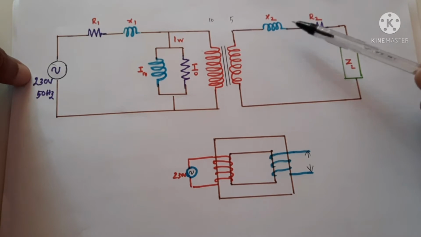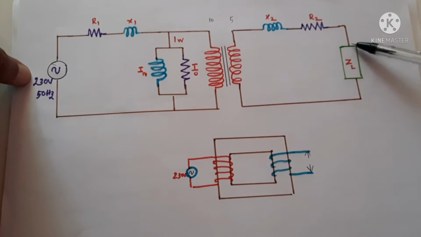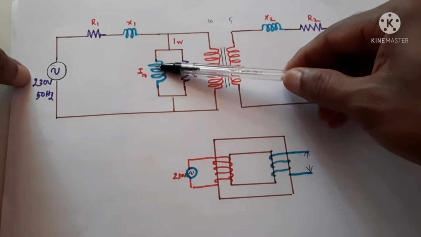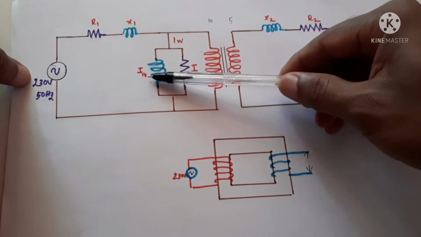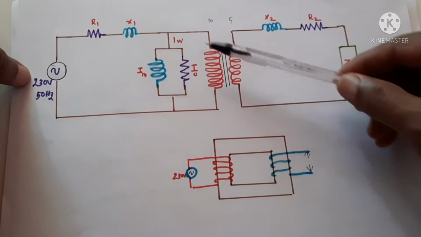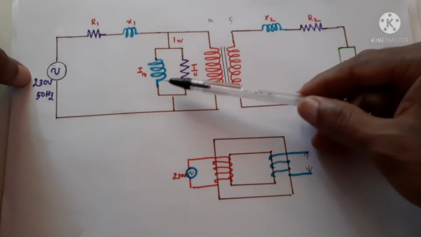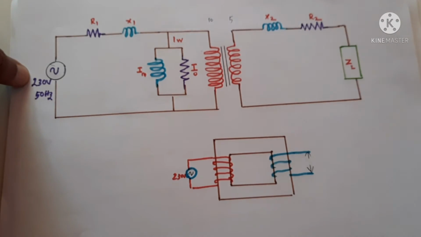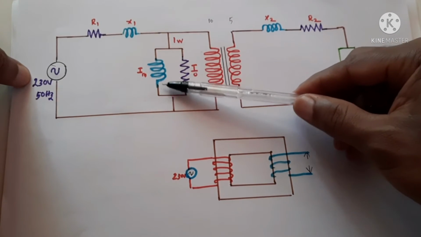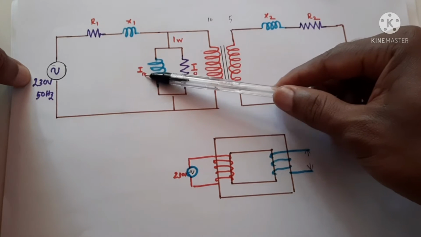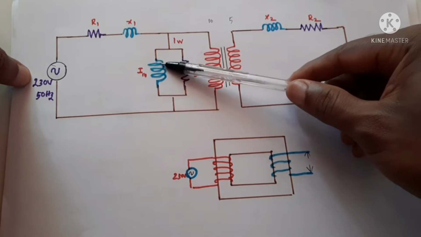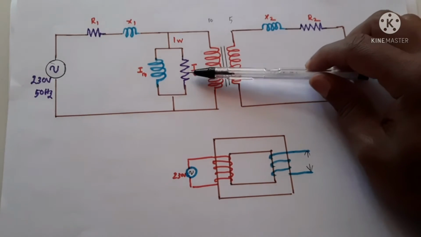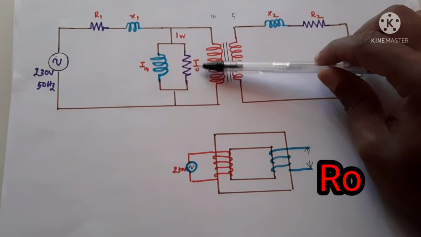In order to have an output voltage, even if there is no load, we have represented this as the magnetization current. That means even if there is no load, there has to be some flux in the core in order to produce the output voltage. That is called magnetization current, and we represent it by this coil. Now what about this I0?